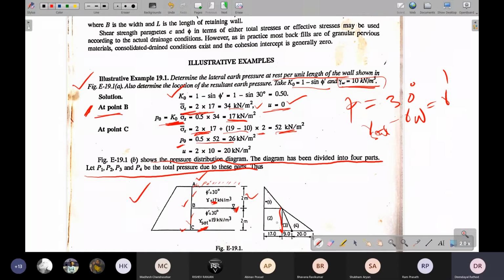Next is how much it would be? 26. Both. That means this two should be 26. 17 plus 9. Then pore water pressure, that is 2 into 10, 20. This pore water pressure won't start from here. It will start from here only.